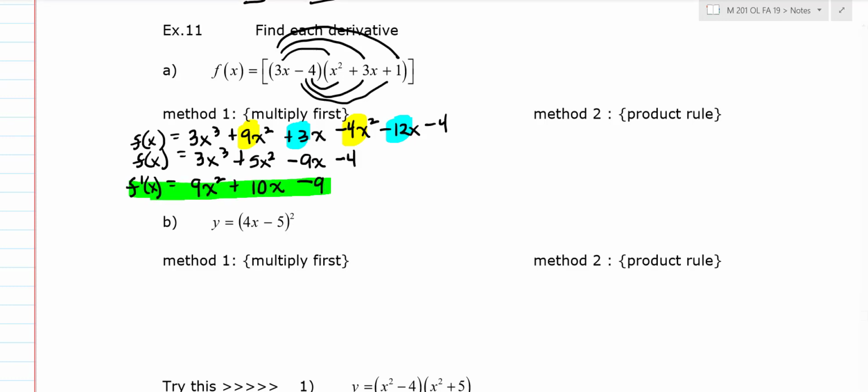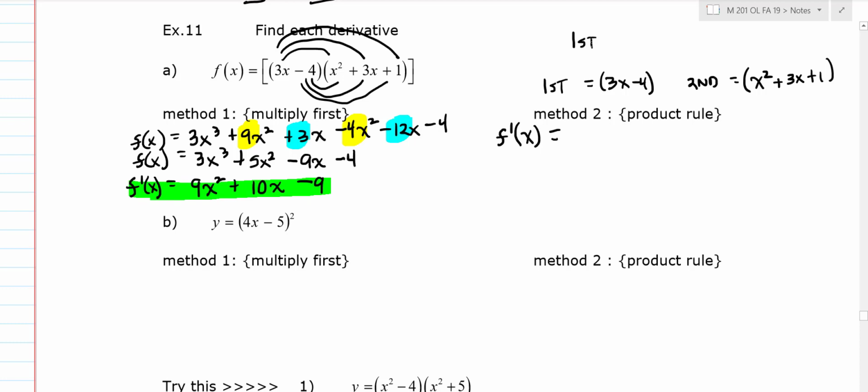Okay. Now let's see how the product rule works on this then. So the product rule would go like this. Really the first function is just the whole thing, 3x minus 4. The second function is just the whole thing, x squared plus 3x plus 1. So when we go to the product rule, it goes like this, okay? Again, just first times derivative of second plus second times derivative of first, okay?